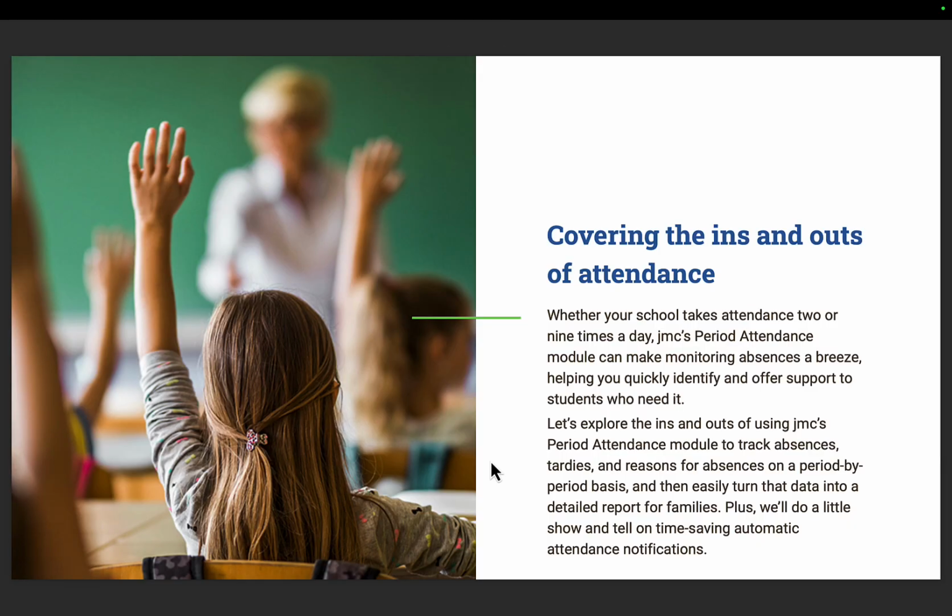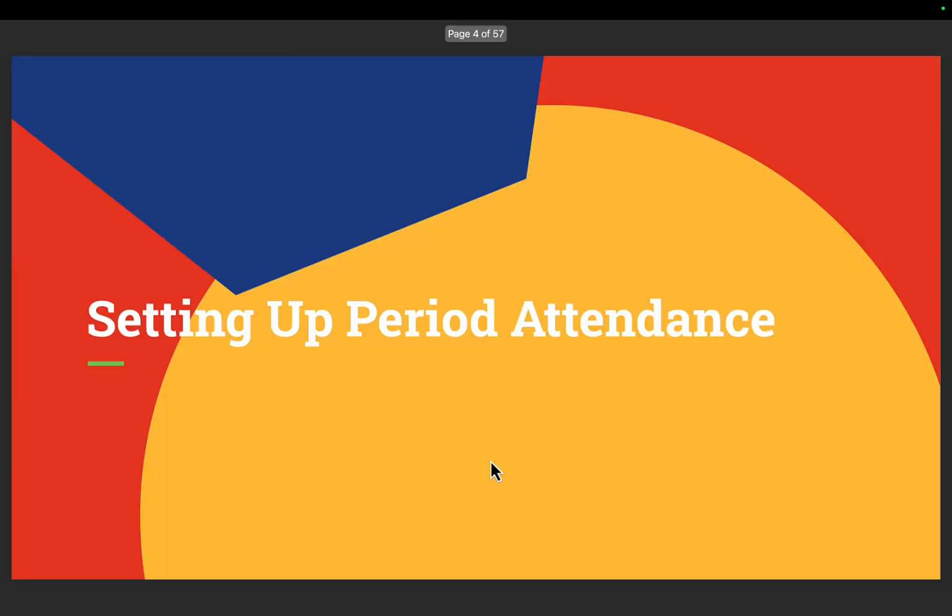Whether your school takes attendance 2 or 9 times a day, JMC's period attendance module can make monitoring absences a breeze, helping you quickly identify and offer support to students who need it. Let's explore the ins and outs of using JMC's period attendance module to track absences, tardies, and reasons for absences on a period-by-period basis, and then easily turn that data into a detailed report for families. Plus, we'll do a little show and tell on time-saving automatic attendance notifications.